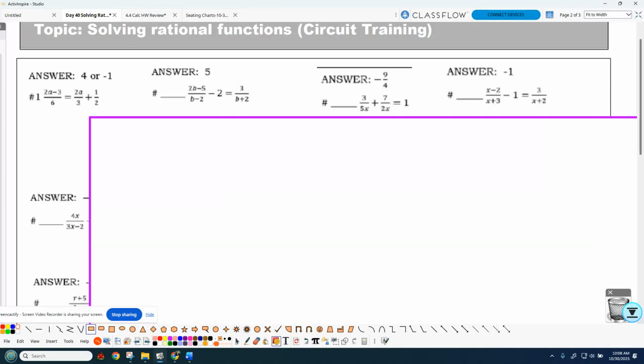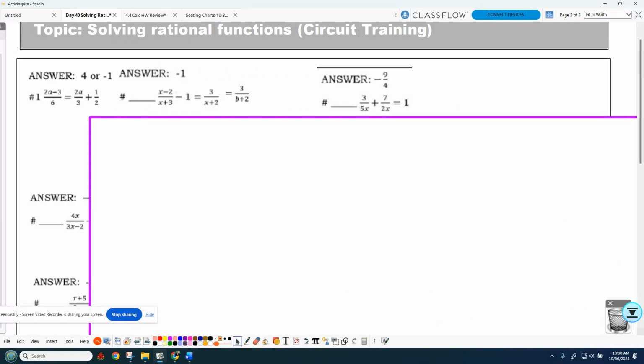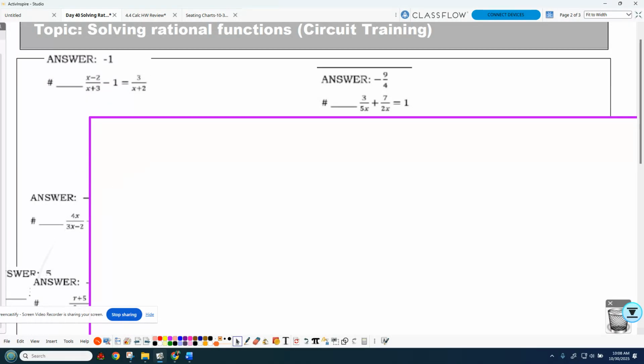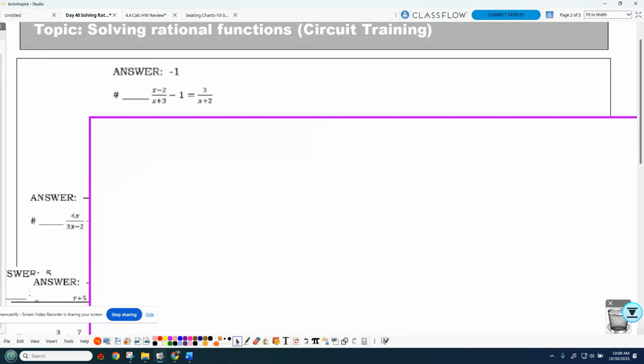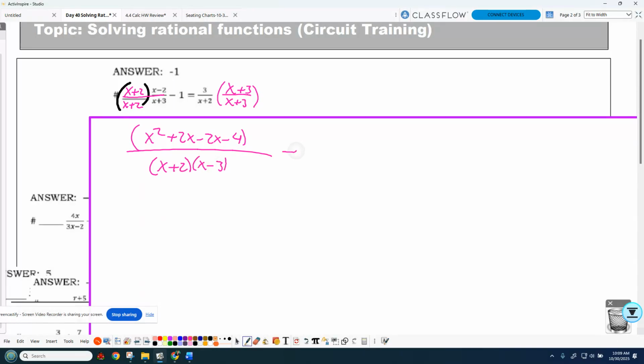How did you guys start on that one? We multiplied both of the sides, like the first side by x plus 2 over x plus 2, and we multiplied the other side by x plus 3 over x plus 3. Okay, so you're finding a common denominator, which we can do. So up here, multiplying those together, x squared plus 2x minus 4 over x plus 2, x plus 3. Minus 1 is still there.